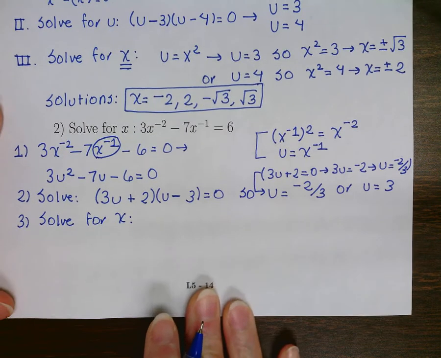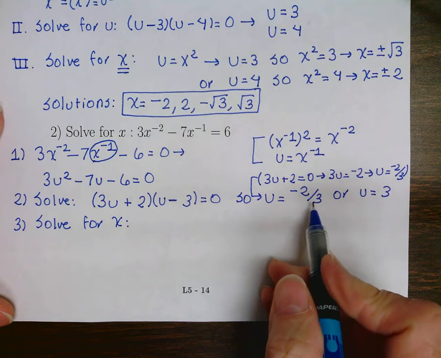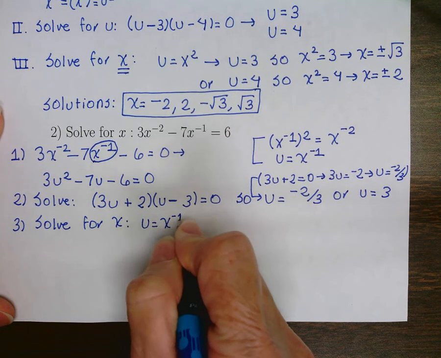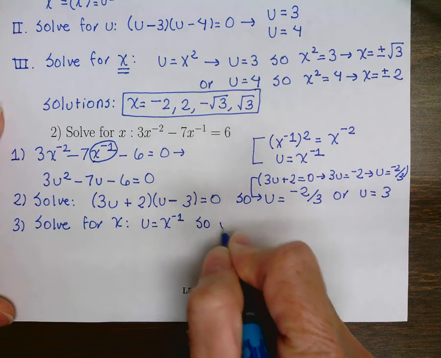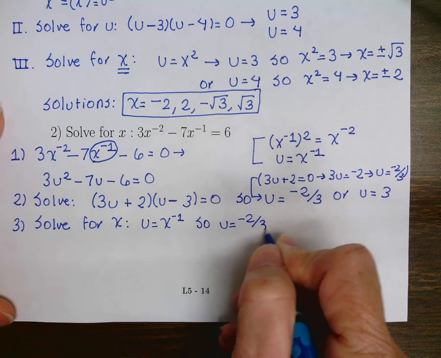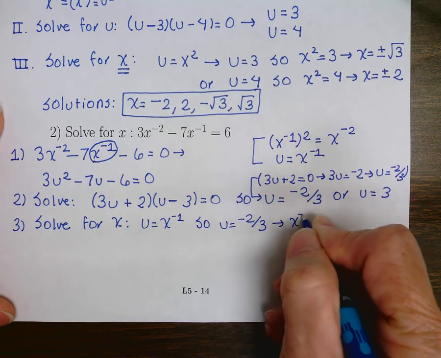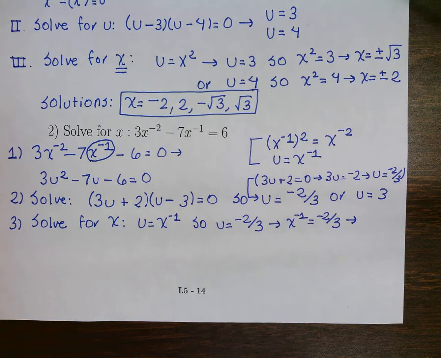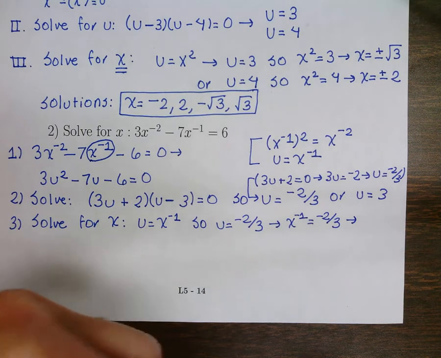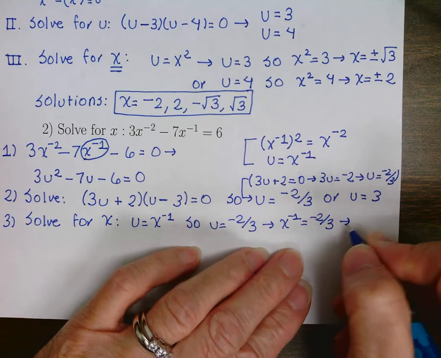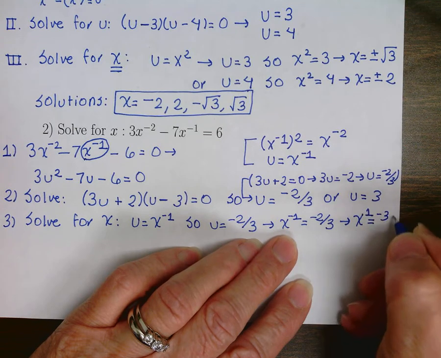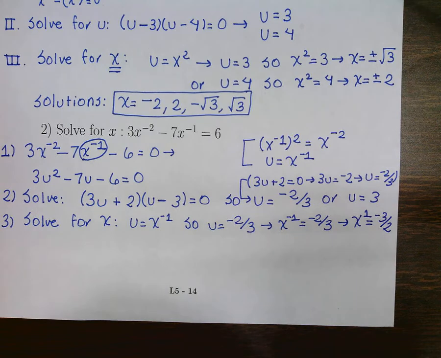Okay? And so then I have two choices. Remember, u equaled x to the negative first. So u equaling negative 2/3 means that x to the negative first equals negative 2/3. And we know that we can eliminate the negative exponent by flipping. So that becomes x to the positive first equals negative 3/2. The negative does not affect it in this case, okay?